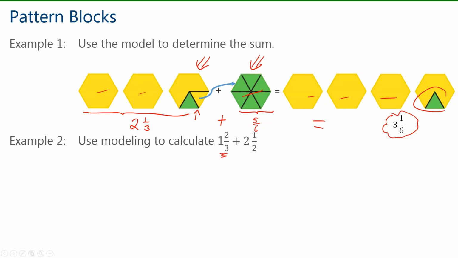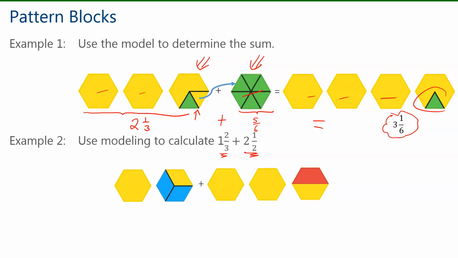So to represent 1 2/3, I'm going to put down 1 hexagon and 2 rhombi. To represent the 2 1/2, I'm going to put down 2 hexagons and a trapezoid. Again, I definitely have at least 3 wholes in my sum, but I need to combine the 2 partially filled in hexagons and see what we get.